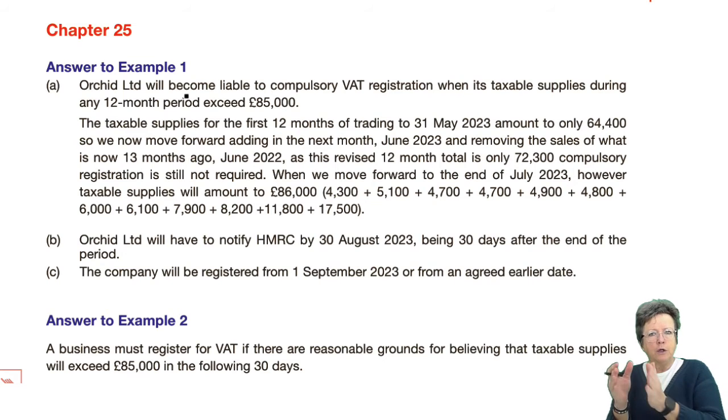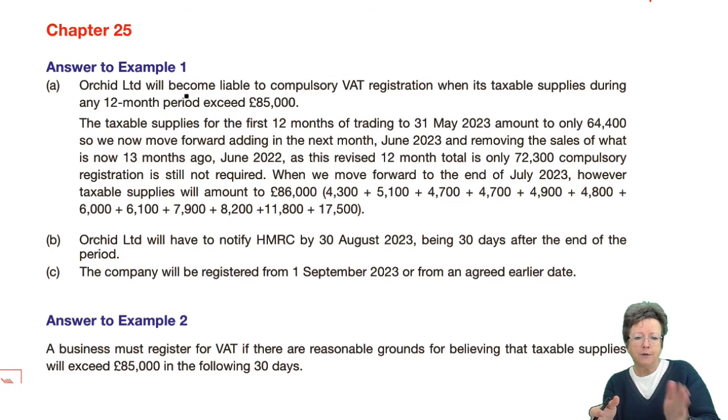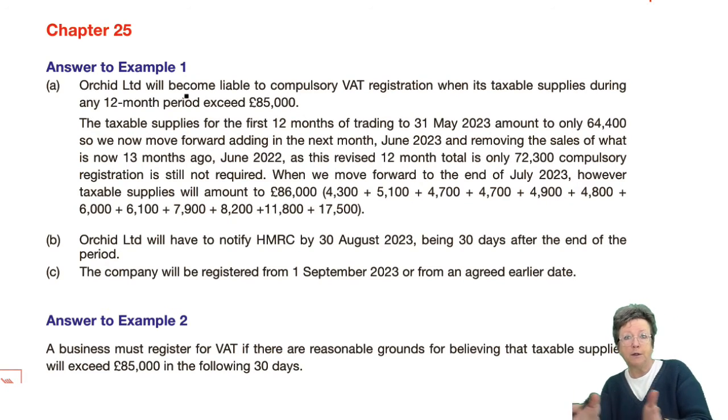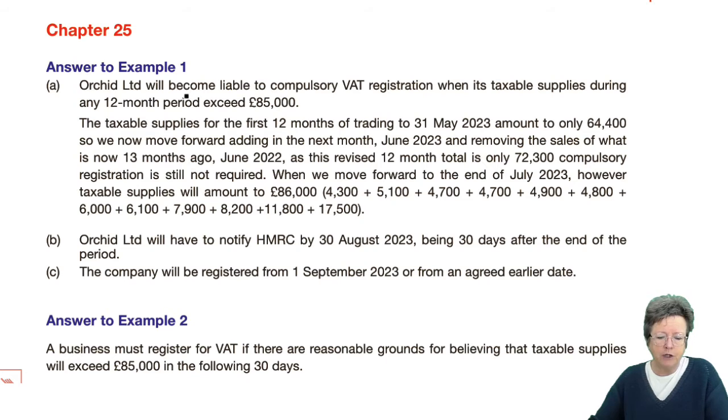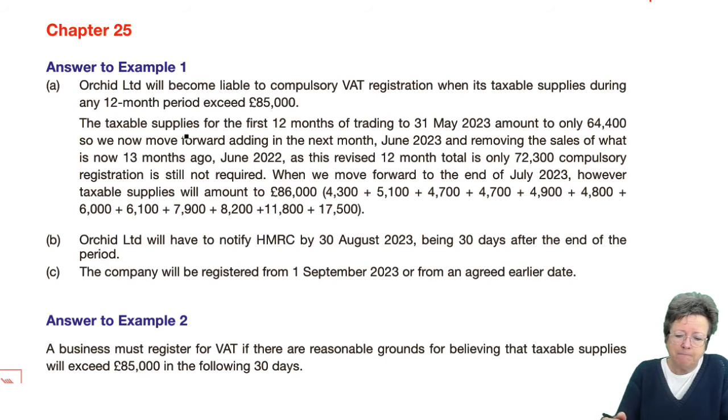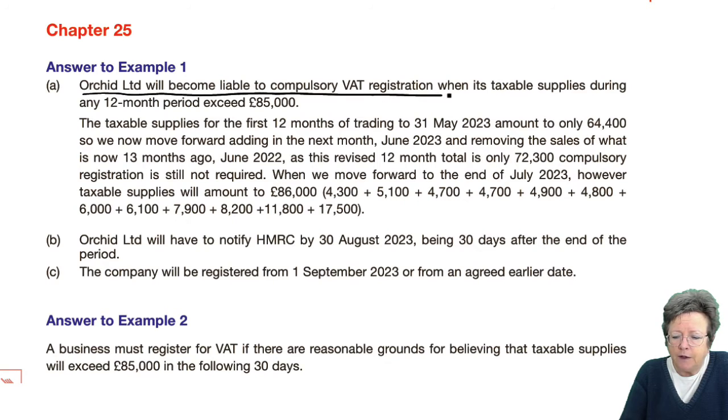Just make sure that you watch that. If you're not sure, stop the recording, go back and watch that rolling 12 months. It's 12 months. Take off, add on, roll it forward. Take off, add on, roll it forward. Okay, keep doing that until you reach the limit. Now the answer then, Orchid will become liable to VAT when its taxable supplies during any 12-month period exceeds 85,000.